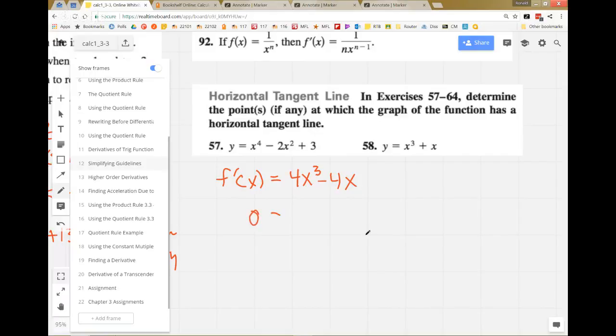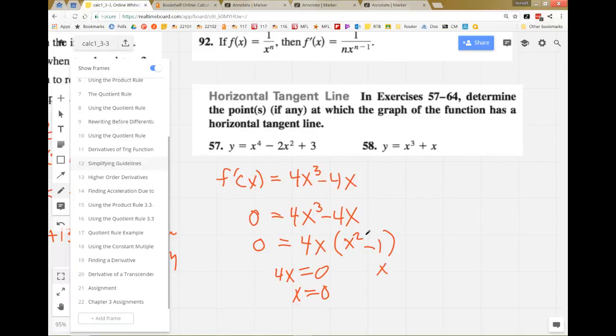The question is, when will that equal 0? So let's set it equal to 0 and find out. So we set it equal to 0. We can take a 4 out, and we can take an x out. And that leaves us with x squared minus 1. So now, how can that equal 0? When 4x equals 0? And that would be true when x is 0. So there's your first answer.